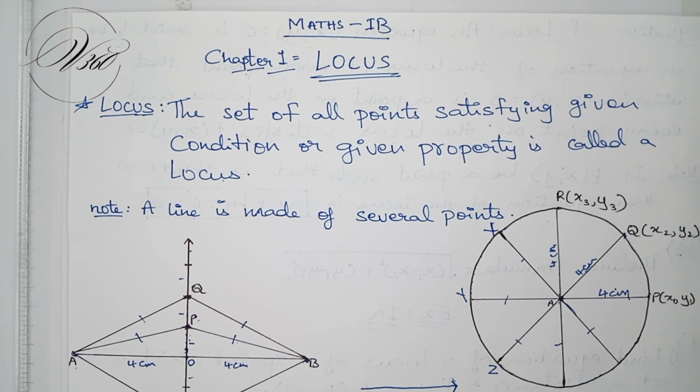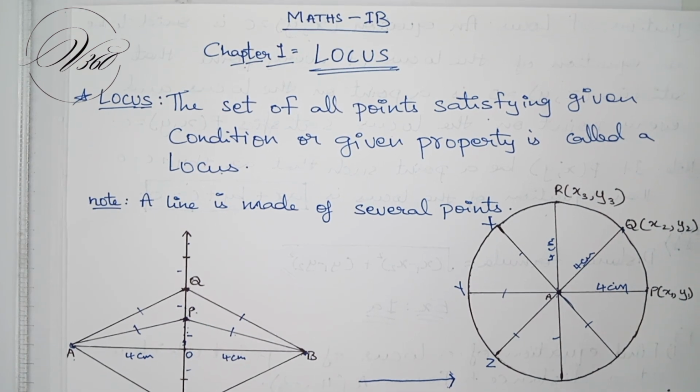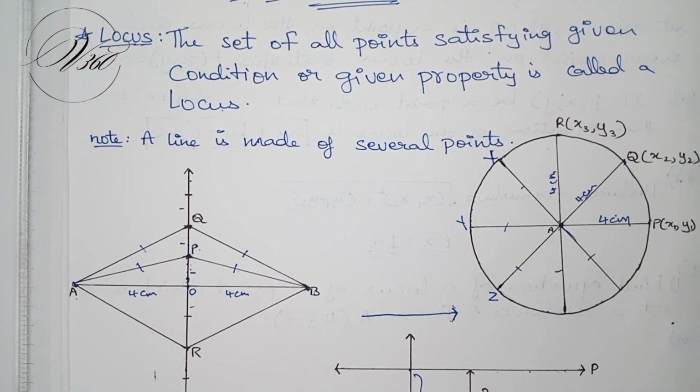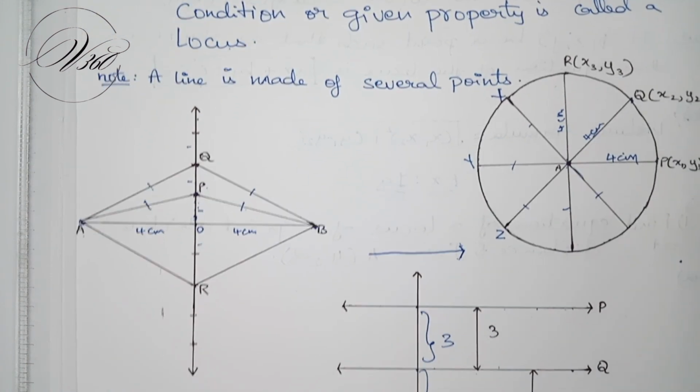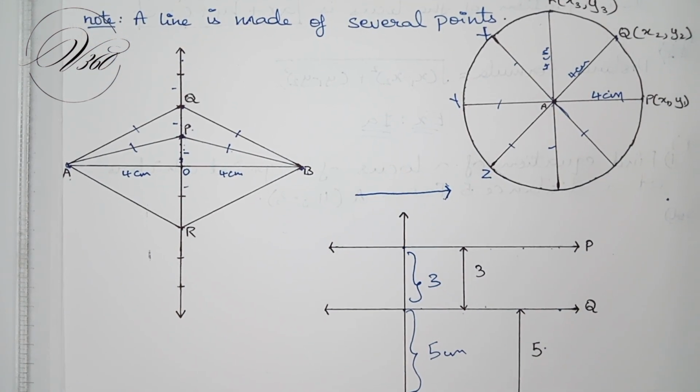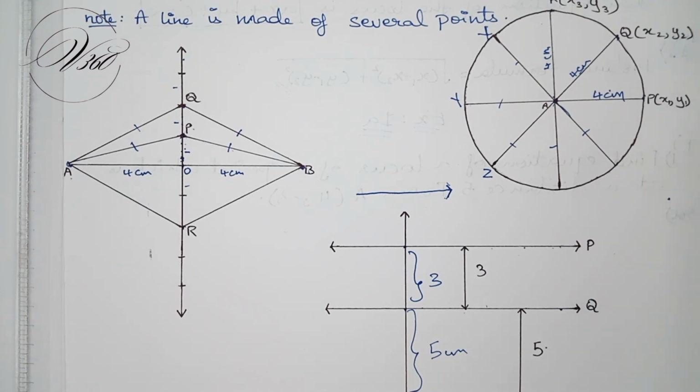Now locus. What is locus? Locus is the set of all points satisfying given condition or given property. Okay. Now to understand what is locus, we have these three diagrams, right? You might see these three diagrams we have. Okay, now we have a line which has several number of points, right?